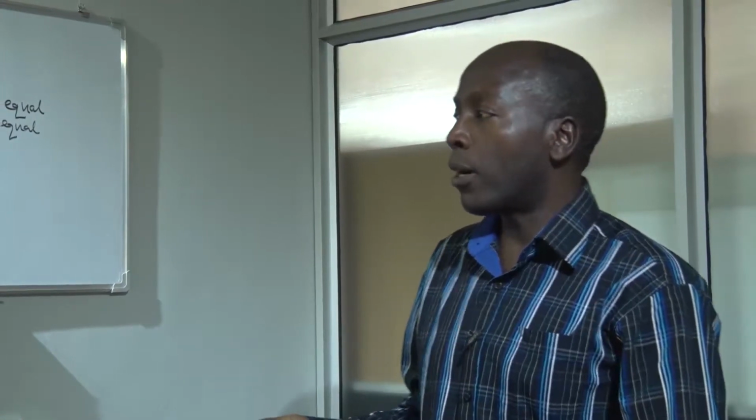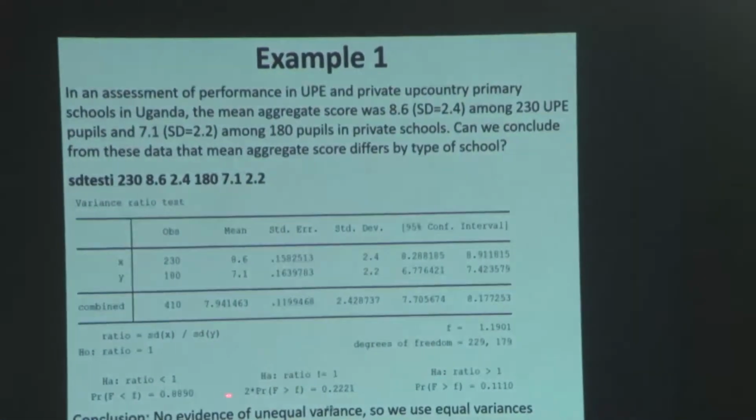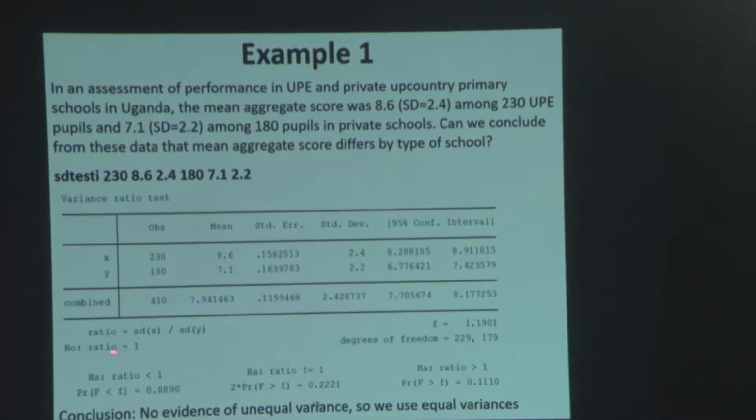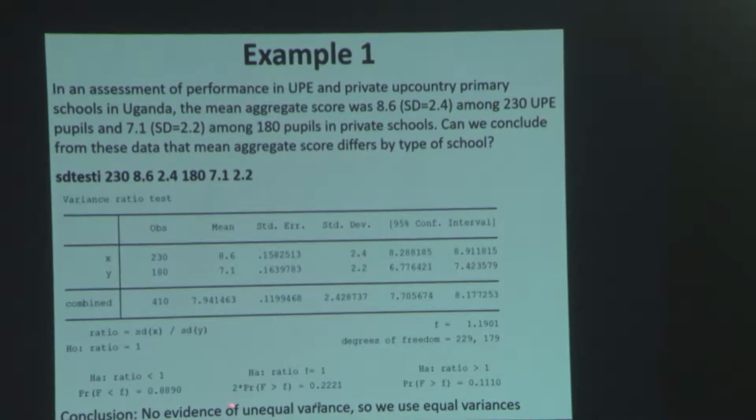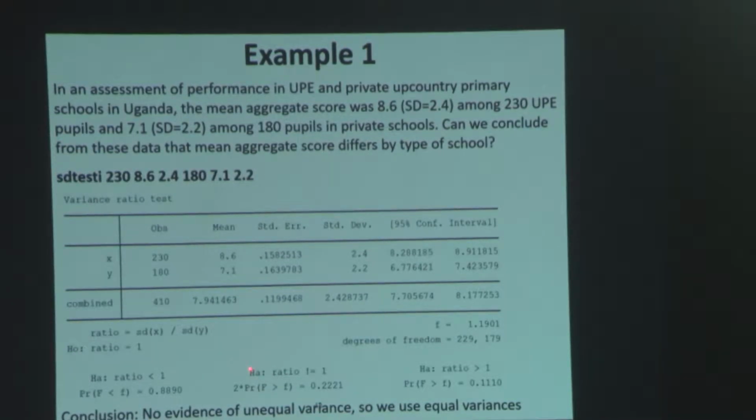And if we go back to the slide, you can now see that the null hypothesis is equal. The two-sided of not equal is this one. This is where we are going to interpret. And this 2 times probability that F is greater than f, this is the p-value, but written in statistical terms. So the p-value is 0.2221.